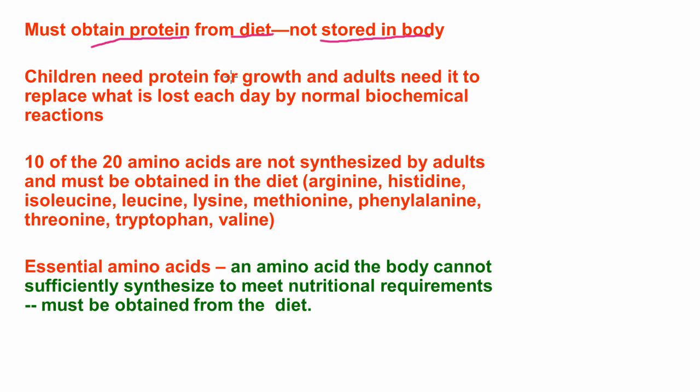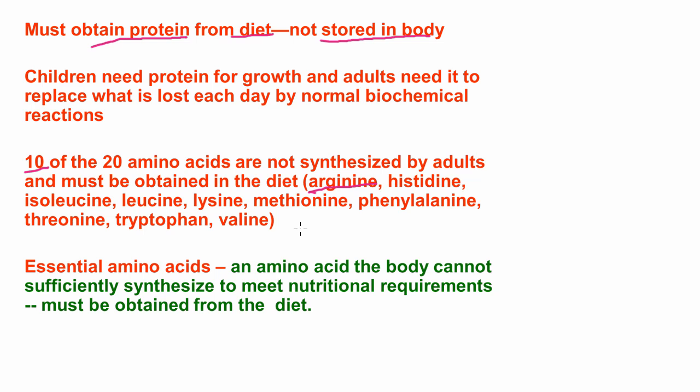Children, of course, need protein for growth, and adults need it to replace the protein that's lost each day in biochemical reactions. Now, it turns out that of the 20 amino acids, 10 of those amino acids are not synthesized by adults, and we must obtain them in the diet. We have them here: arginine, histidine, isoleucine, leucine, lysine, methionine, phenylalanine, threonine, tryptophan, and valine. So we need to obtain these amino acids from our diet.